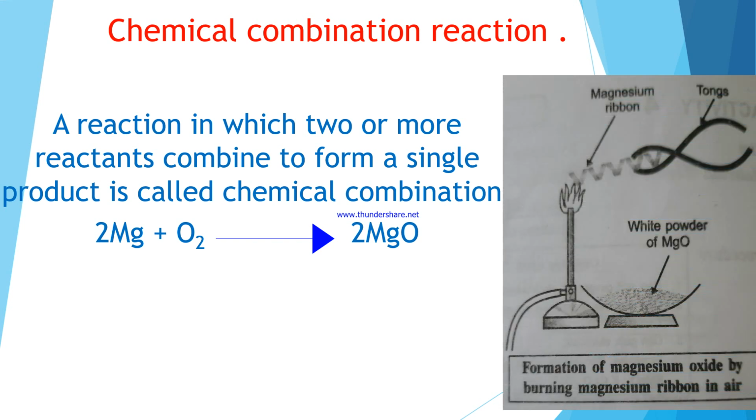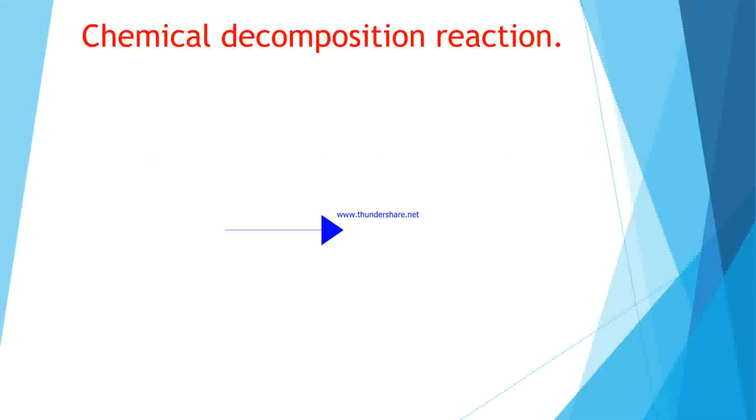In the supportive image, you can see a magnesium ribbon, supported with tongs, burnt in a fire. It results in the formation of magnesium oxide, which is a whitish powder collected in a watch glass beside the Bunsen burner. And the other type of chemical reaction is decomposition reaction.